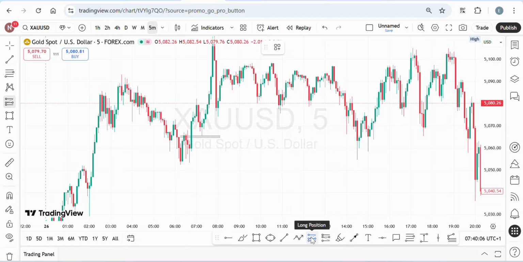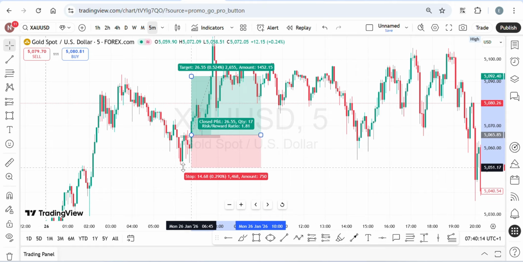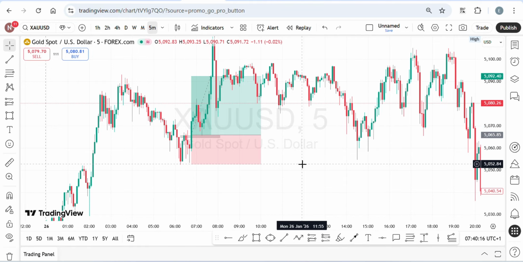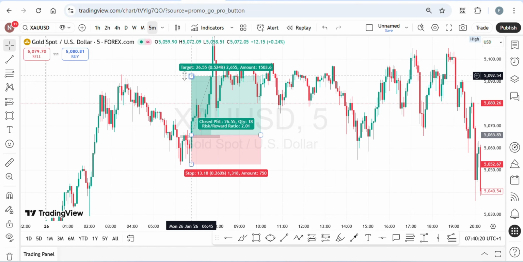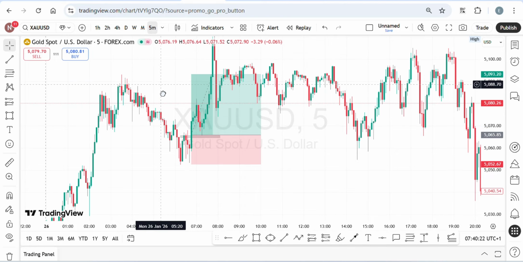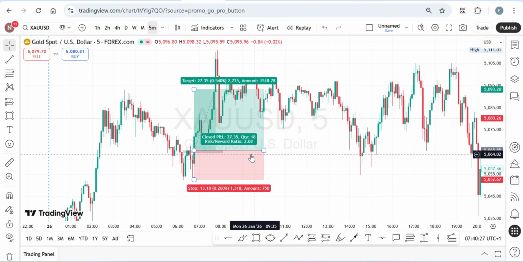If I wanted to get in early, this is how I would have bought immediately at the break of this level, and I have my stops just below this level, still targeting a clean 1 to 2 RR at the highest here. But still, that was not what I did.